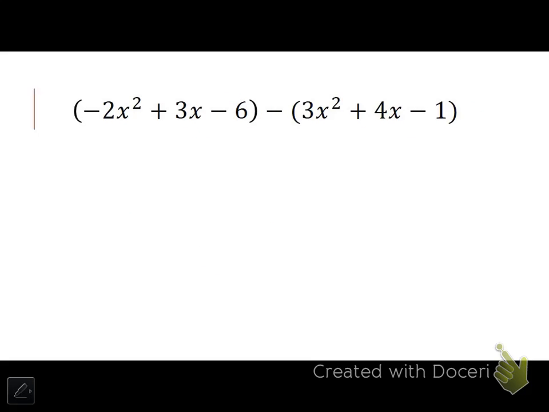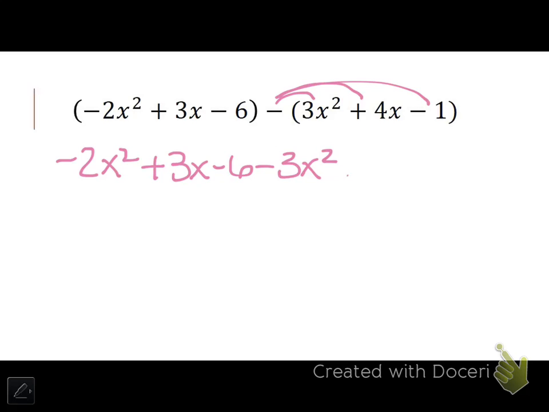Okay, this one does have a minus sign, so we got to distribute it to everything. So all my signs are going to flip. So I'm going to get negative 3x squared minus 4x plus 1. I flipped every single sign back here. So combine our like terms.